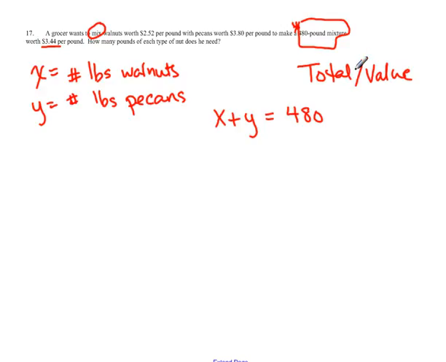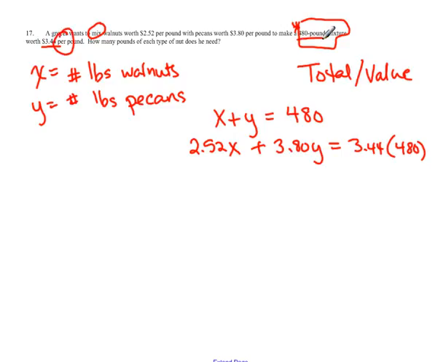Now the second equation is a value equation, meaning how much is each worth. So the pecans are worth 3.80 and the walnuts are worth 2.52. So 2.52 is how much each of the walnuts is worth per pound, times the number of pounds, which is X, plus 3.80, which is how much the pecans are worth per pound, times the number of pounds Y, is equal to 3.44, which is the price per pound of the mixture, but you need to multiply it by the number of pounds in the mixture. Notice it says per pound, and there's 480 pounds. So here's your two equations.